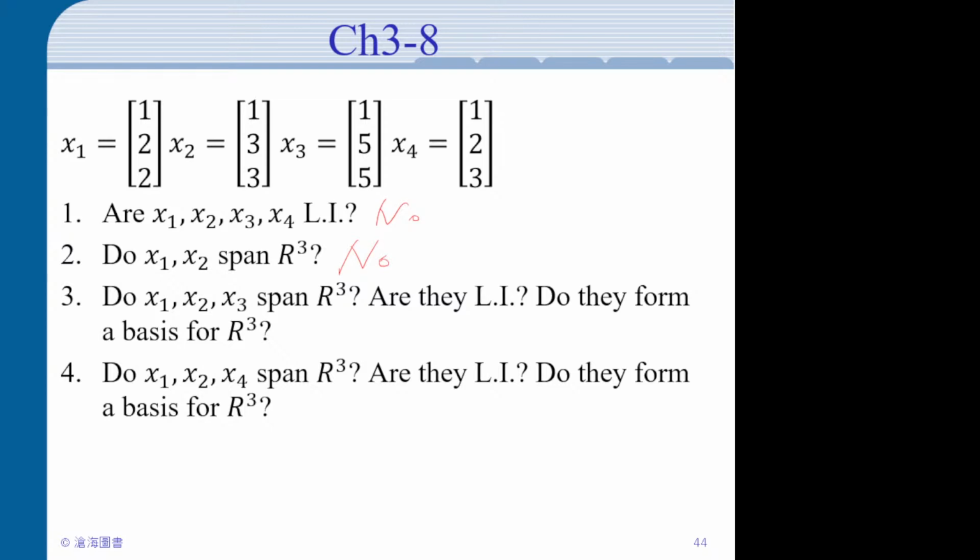Okay. And then the third one, we actually need to do calculation. So x1, x2, x3, do they span R3? Okay. And so we want to find the dimension of the space they span. Okay. So we list x1, x2, x3 together, and we do the Gaussian elimination. 1, 2, 2, 1, 3, 3, 1, 5, 5. Okay. And so Gaussian elimination. So you subtract this here, and you see that you get 1, 1, 1, 0, 0, 0, 0, 0, 0.